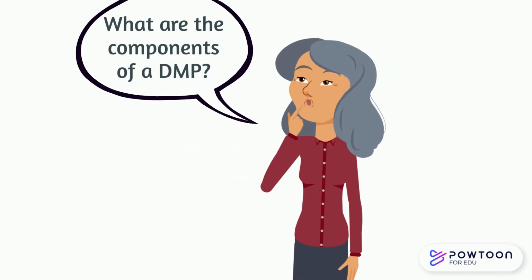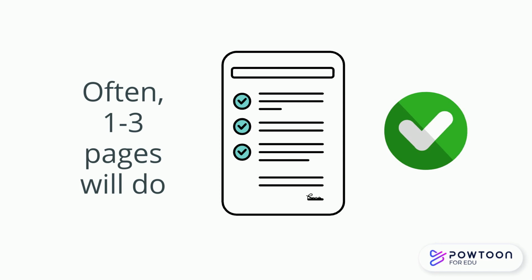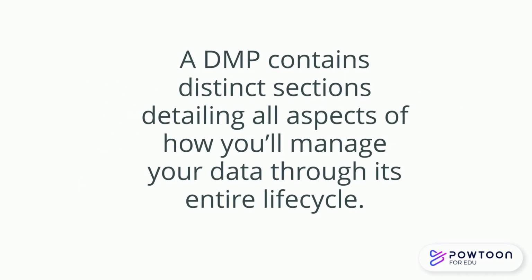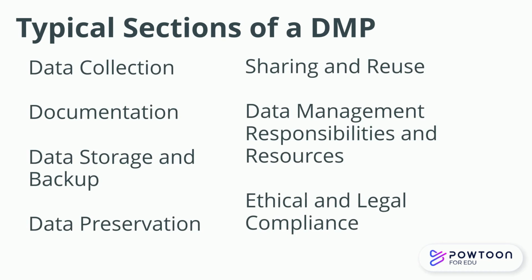Let's look now at the components of a DMP. DMPs don't have to be long. Often, 1 to 3 pages will do. A DMP contains distinct sections detailing all aspects of how you'll manage your data through its entire life cycle. Many DMPs will contain information about the following aspects of a research project. Let's look at each component in turn.